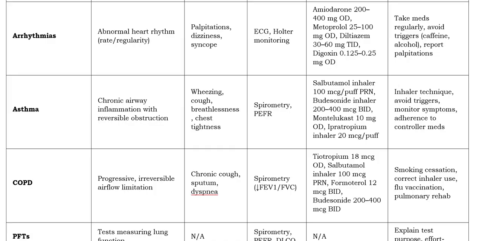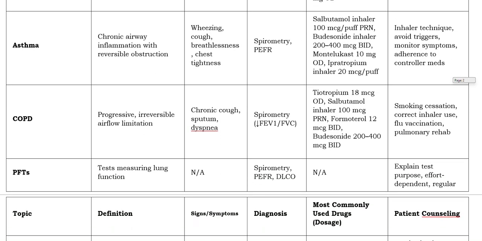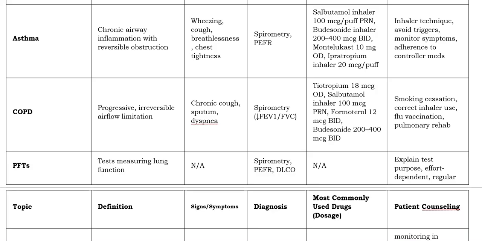Shifting gears now from the heart to respiratory. Asthma, chronic airway inflammation, reversible obstruction. What are the classic symptoms listed? The typical ones noted are wheezing, that high-pitched sound, a persistent cough, breathlessness or shortness of breath, and chest tightness. Symptoms often vary and can flare up.